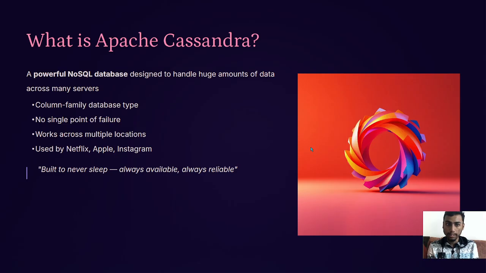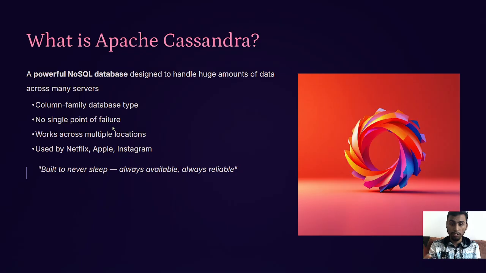Now what is Apache Cassandra? Apache Cassandra is a NoSQL database which handles a huge amount of data across many servers. Basically it is a distributed server. The data is distributed across the nodes. तो अगर एक नोड फेल भी हो जाती है तो दूसरी नोड पे इम्पैक्ट नहीं आएगा. तो बेसिकली टैगलाइन इज वेरी इंट्यूटिव दैट built to never sleep, always available, and it is very reliable. There is no single point of failure.